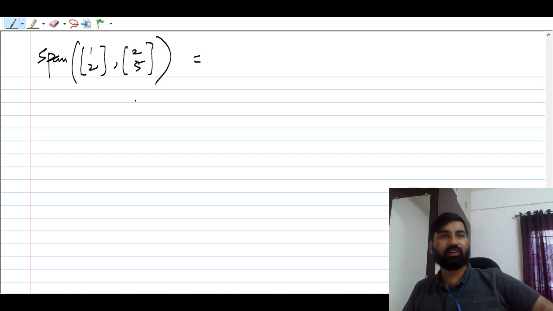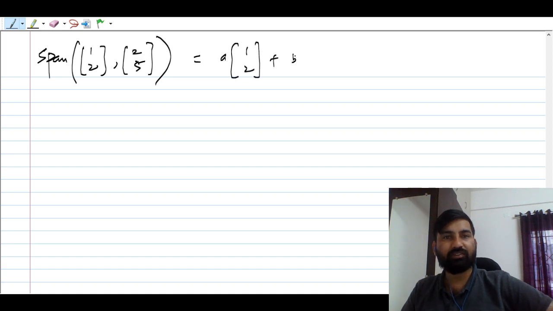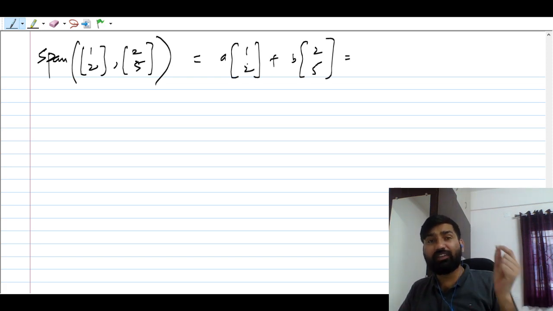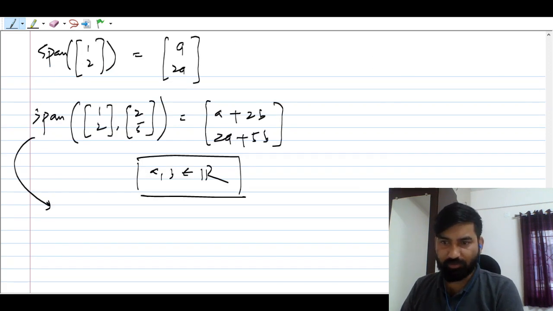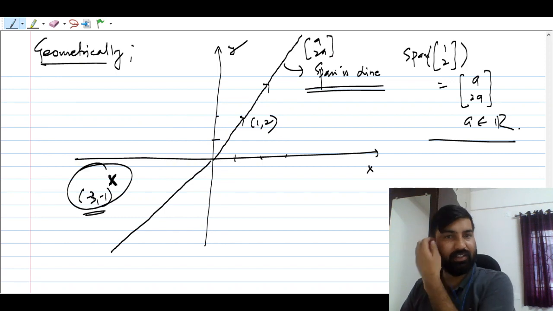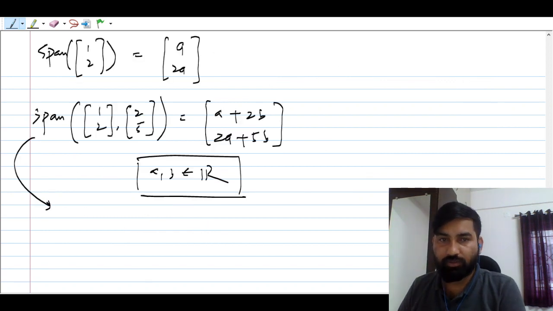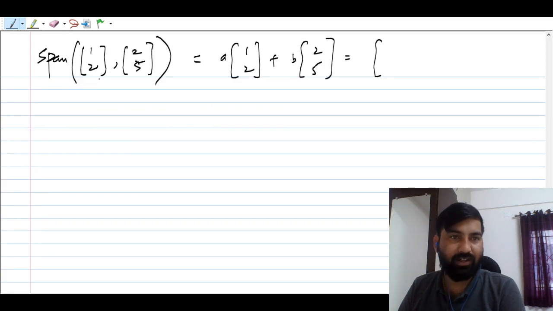This is span, okay? Span of this is, you can say, span of this is going to be a times the vector 1 2 and b times the vector 2 5. Okay, and remember, can we get another vector? This vector I am talking about, can we get this vector by taking the linear combination of 1 2 and 2 5?